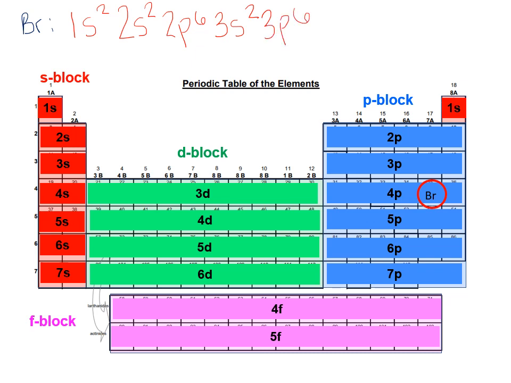Then we cross over to the 3p's, so 3p6, and then we go to the next row. That's the 4s2, and then 3d10.